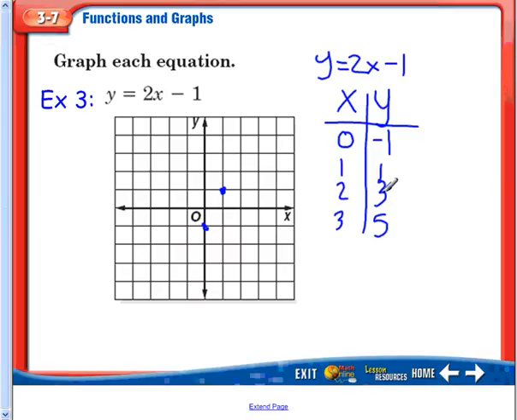Right 2, up 3. Right 3, up 5. Right 1, 2, 3, up 1, 2, 3, 4, 5. I see that my points would line up in a straight line, so I'm going to use my line tool to draw a straight line between these points.